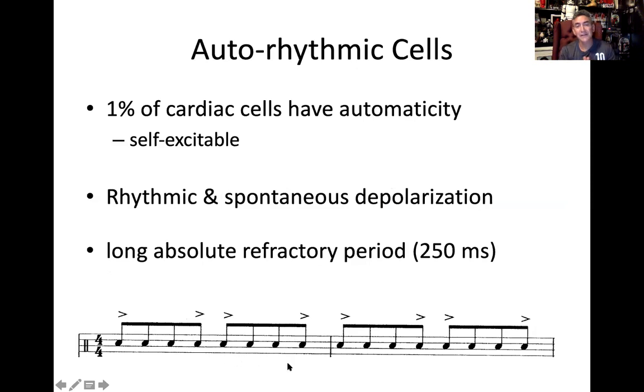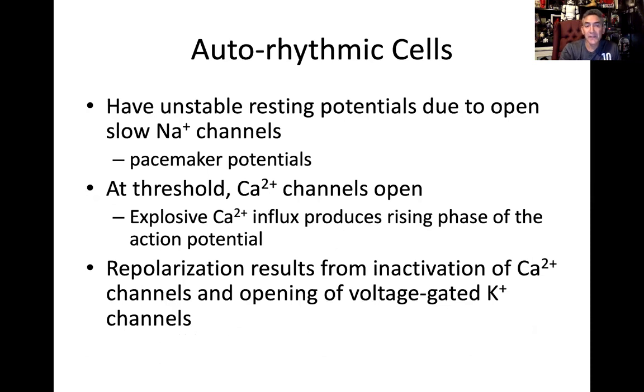So it's very rhythmic, and again, not able to sustain a contraction. So it's a rhythmic contraction, rhythmic depolarization, and we know depolarization triggers systolic contraction. These autorhythmic cells are going to have unstable resting potentials. They have leaky channels. Sodium slowly leaks in, and because they have unstable resting potentials, we're going to call them pacemaker potentials. Pacemakers.